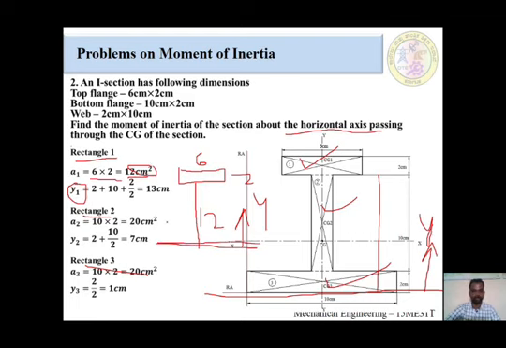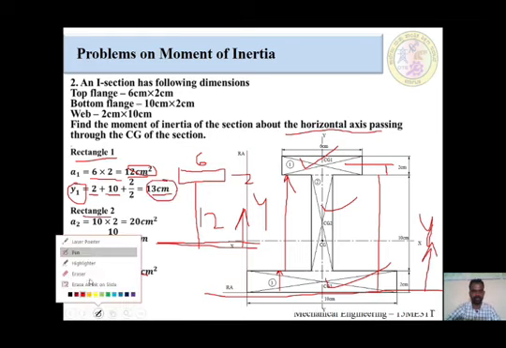Go vertical. From here to here is 2 centimeter, right? From here to here it is having 10 centimeter. For that reason they have taken 2 centimeter plus 10 centimeter divided by 2, half of the component, right? From here to here half of the component. So 2 centimeter divided by 2 is equal to 13 centimeter. The total would be y1 is equal to 13 centimeter. This is about the first component.